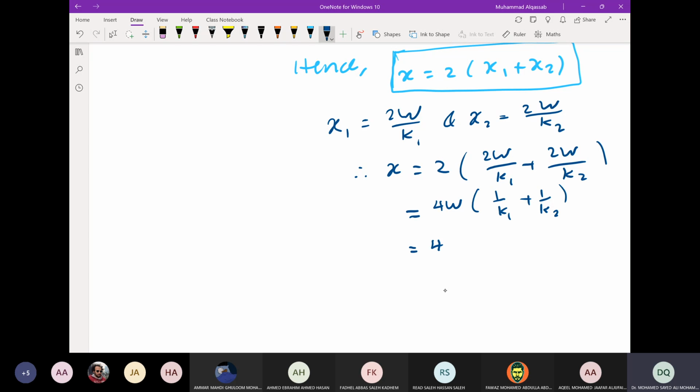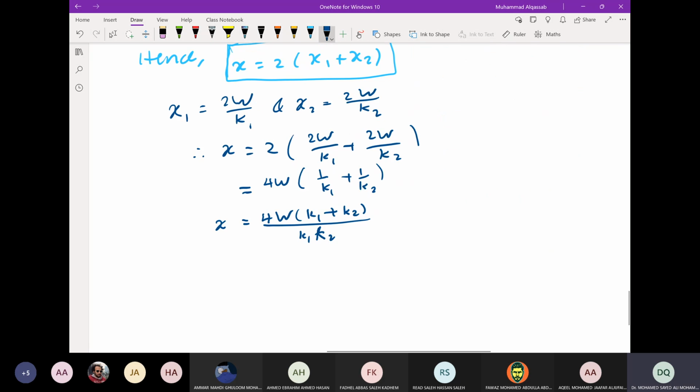Okay, and then when you add the fractions, this becomes K1 plus K2, all divided by K1 times K2. Okay, so this is X equal to this. And put the value on one side.